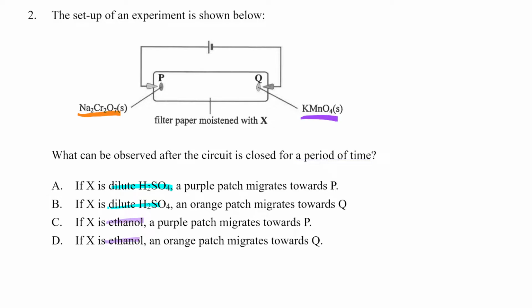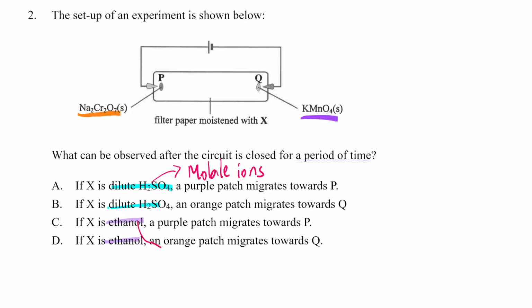Now, for this circuit to work, obviously you would need something that conducts electricity. And you should have learned about the concept of electrolyte, where you need some mobile ions present. So among these two, which one do you think does not have mobile ions? For A and B, we're using dilute sulfuric acid. These definitely have mobile ions, no matter what, because you have hydrogen ions and sulfate ions, or obviously hydroxide ions as well. But how about for ethanol?